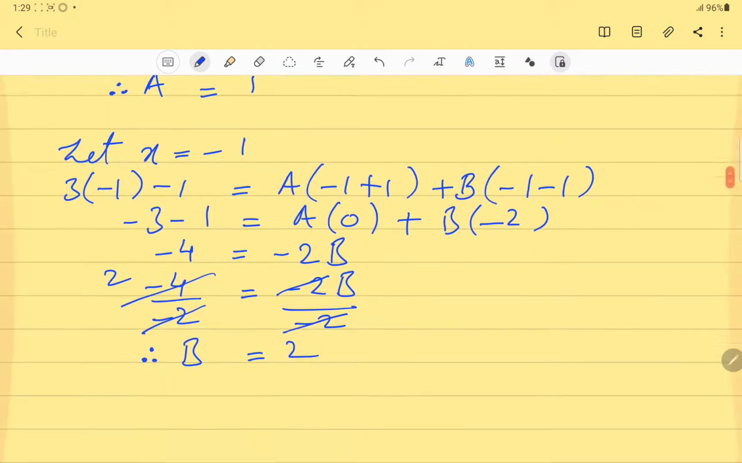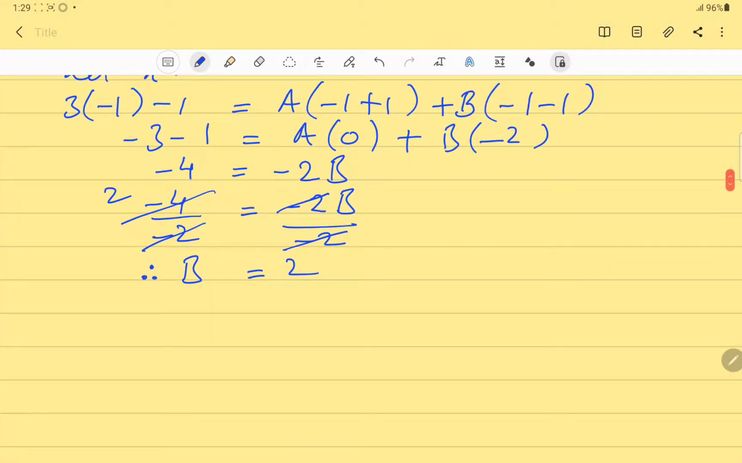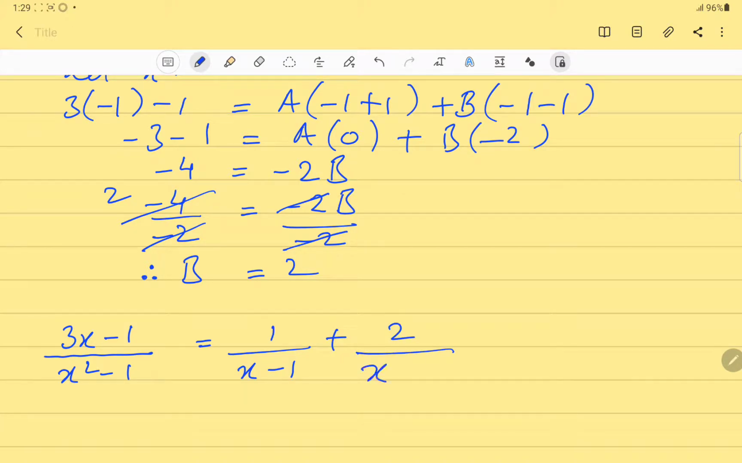Now we will write our partial fraction. It will be 3x minus 1 over x square minus 1 is equal to 1 over x minus 1 plus 2 over x plus 1.